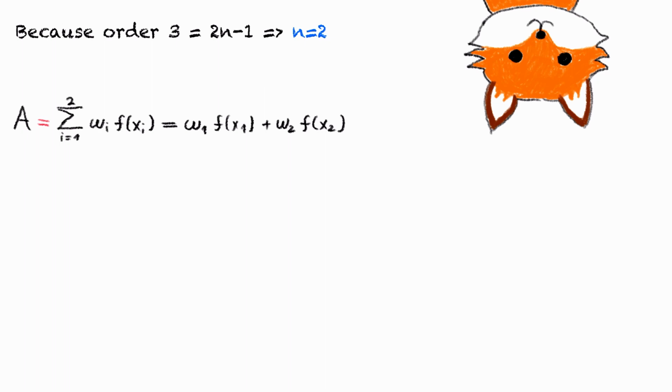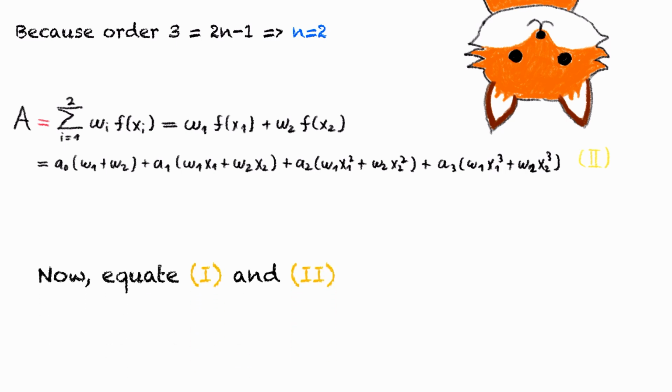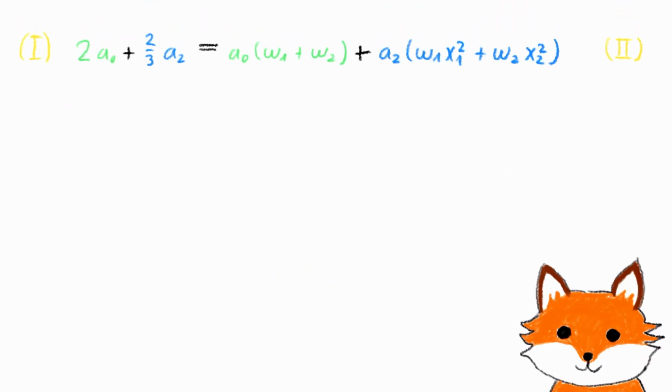And here, as indicated by the red equal sign, the quadrature is not an approximation, since we know that the order of the scheme is high enough to integrate the polynomial exactly. Now, inserting our polynomial of degree 3 into these terms yields this lengthy equation. We mark this one as equation 2. The scheme can now be derived by equating equations 1 and 2. Consider equation 1 on the left hand side and equation 2 on the right hand side.